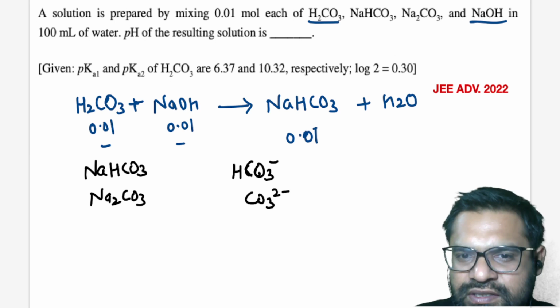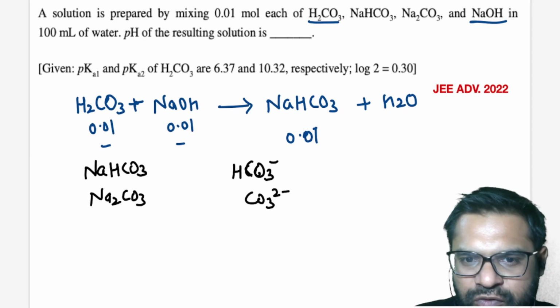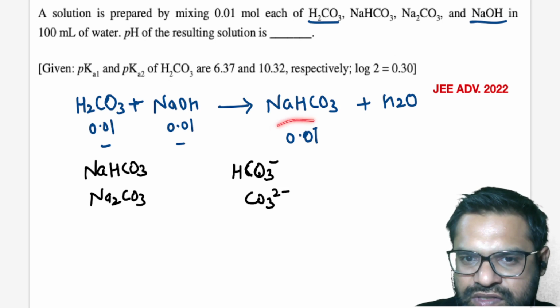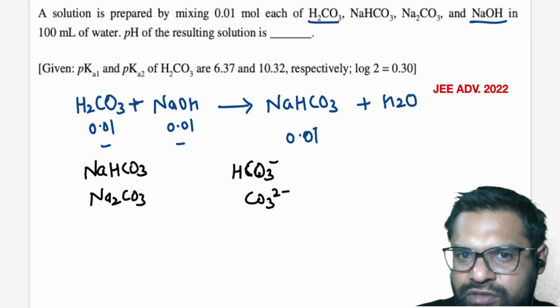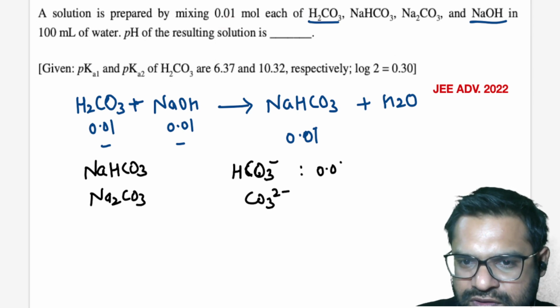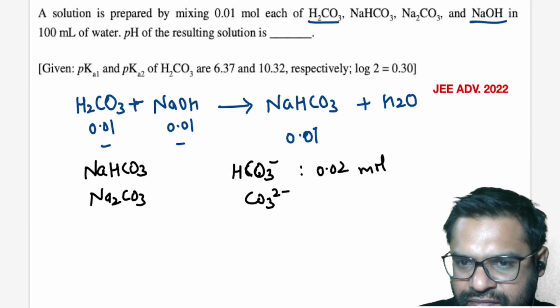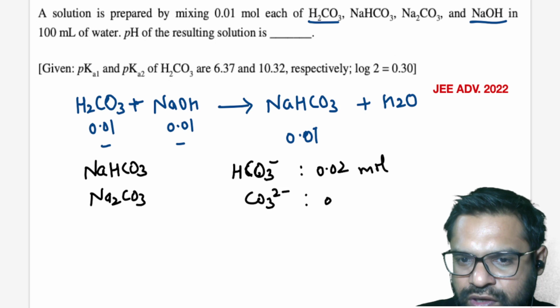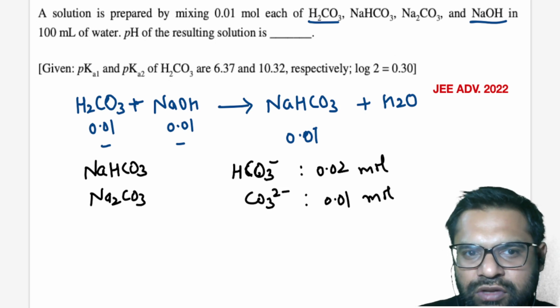Now the number of moles of bicarbonate ion formed from this equation is 0.01, and already the bicarbonate ion added is 0.01. The total number of bicarbonate ion has now become 0.02 moles, and the number of moles of carbonate ion will remain the same, 0.01. So now we have to find out the pH of the solution.